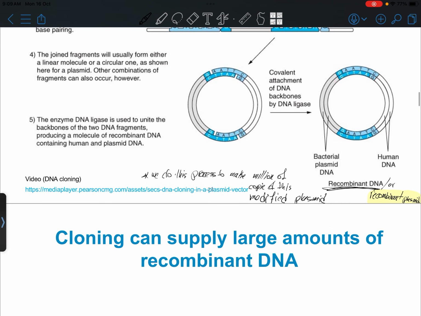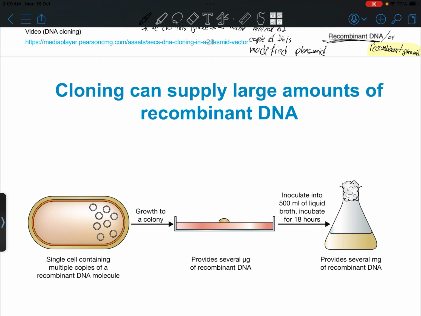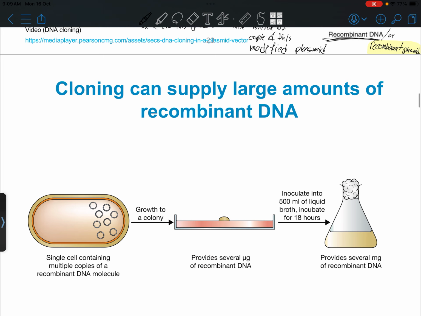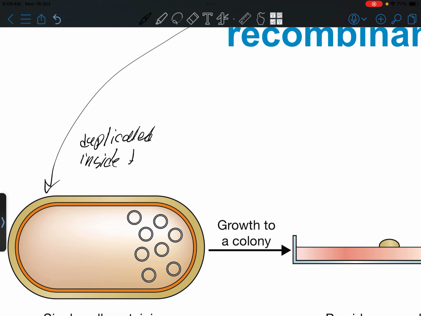So you will have what we call a colony. We put the plasmid inside the bacteria. Then we allow the bacteria to grow on the surface of a growth medium or plate. They will form a colony.